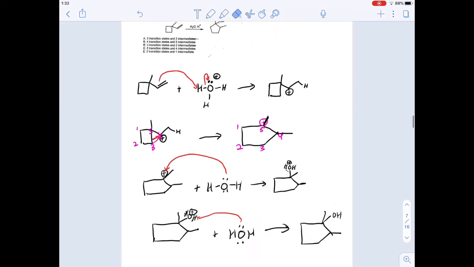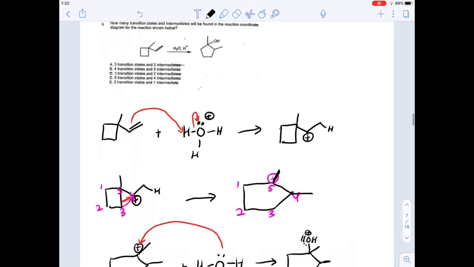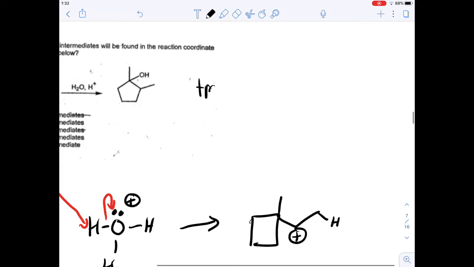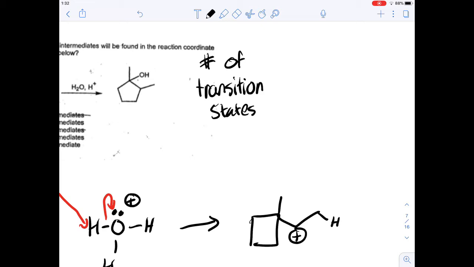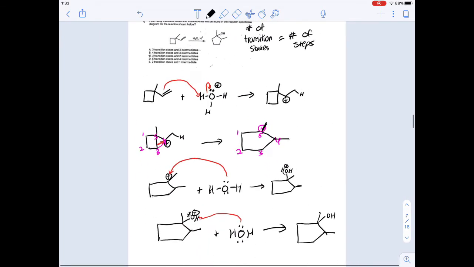Okay. So now going back to the question, it asks how many transition states and intermediates. So the transition state is going to correspond to how many steps there are in your reaction. So the number of transition states equals the number of steps. And the intermediates are actually the same thing as how many intermediates you have in your reaction.